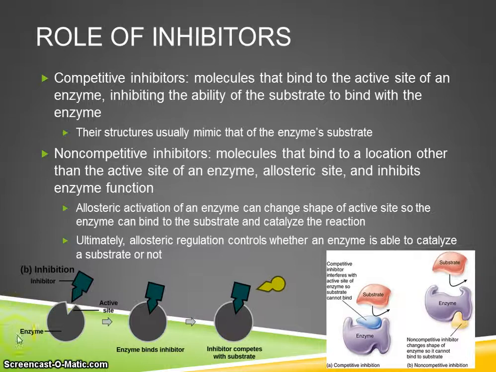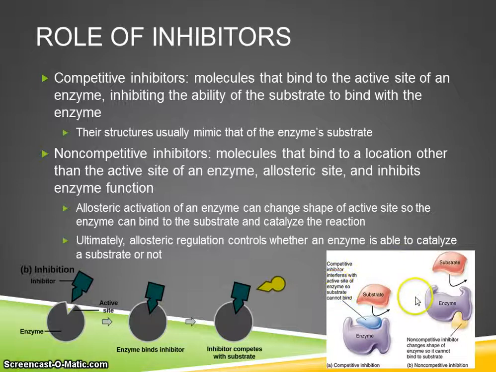So this diagram here shows an example of competitive inhibition. So the inhibitor would come along mimicking the substrate of the enzyme and bind to the active site. Therefore, when the substrate comes along, it cannot bind with the enzyme, inhibiting that effect.